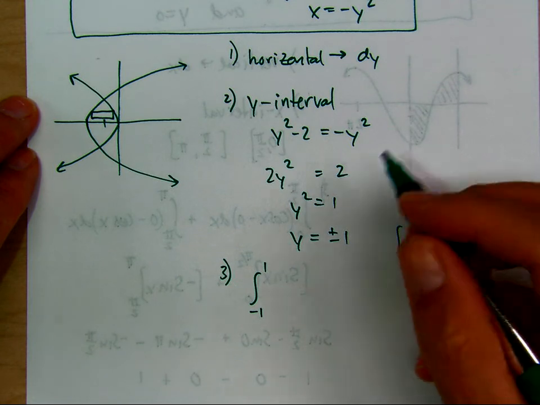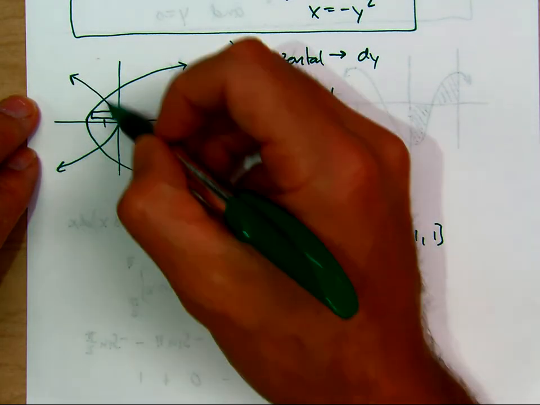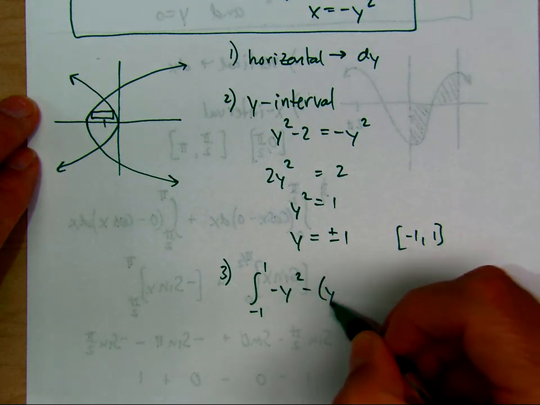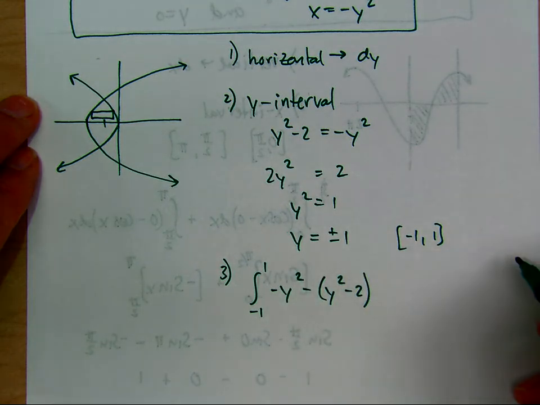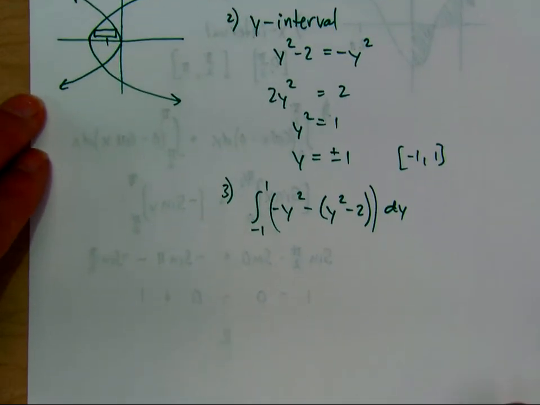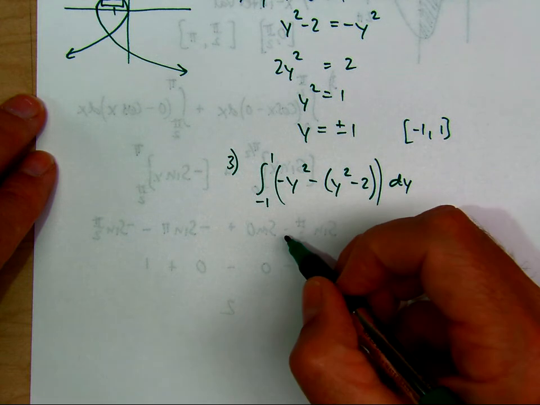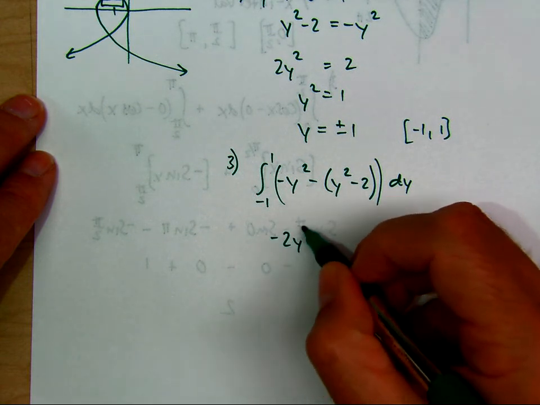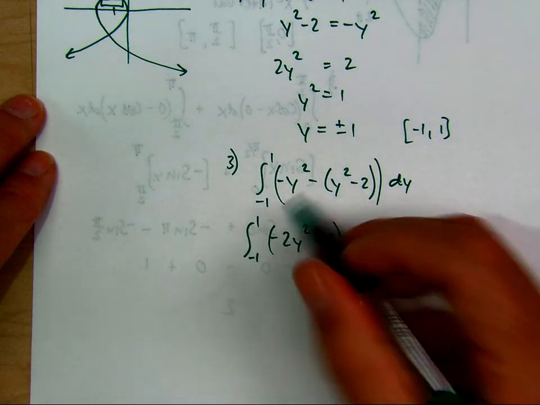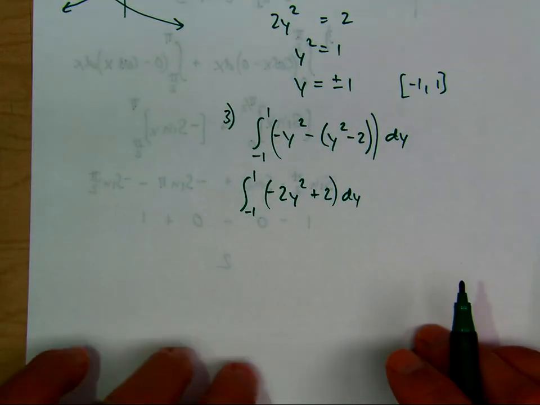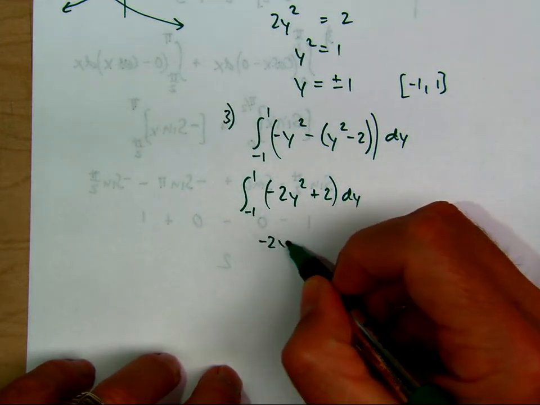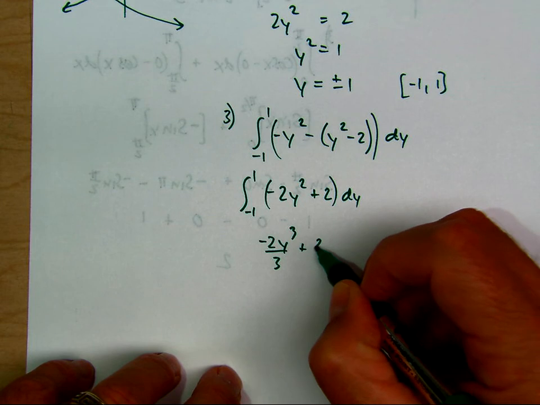Right minus left. So the right side is the negative y squared. The left side is y squared minus 2. So we have negative 2y squared plus 2, and the antiderivative is negative 2y cubed over 3 plus 2y.